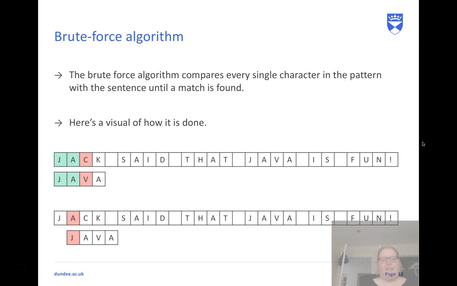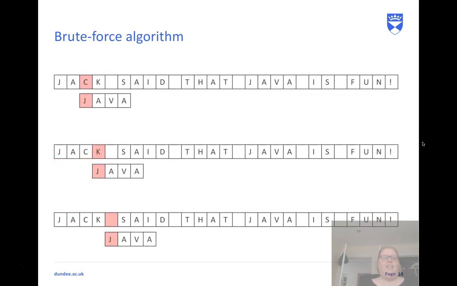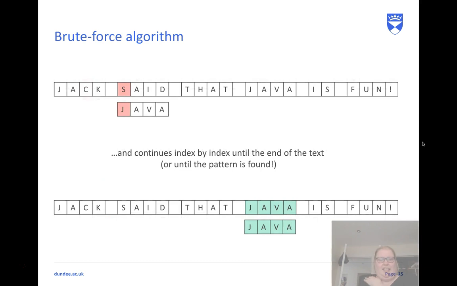So, for example, it starts with the J's and says, oh, that's matched, that's great. And then goes to the A's, sees they're matched, great. And then it sees the C and the V don't match. So then it tries the next position and sees if Java matches there. Well, it's an A and a J, so it doesn't match, and it carries on through. As you can see, it carries on trying to match at every single position, index by index, until either it's the end of the text, or in this case, until the pattern is actually found.